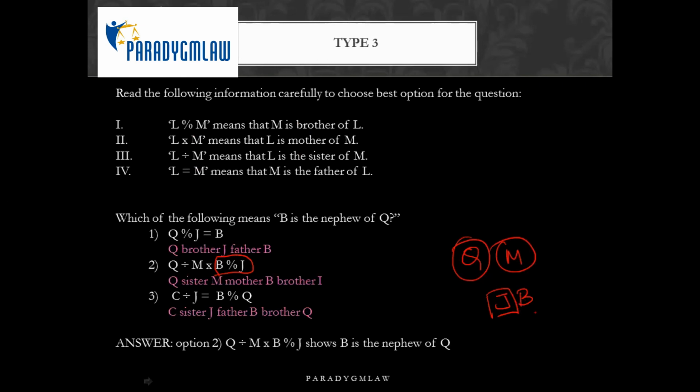Again here B's gender is not really known, but if you look at the third one also, it doesn't solve our issue. So we'll take 2 to be the answer. Okay, ideally if this question said J percentage B, it would have made our life easier by making B male. Okay.